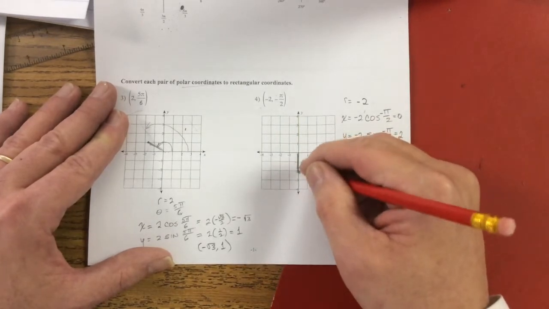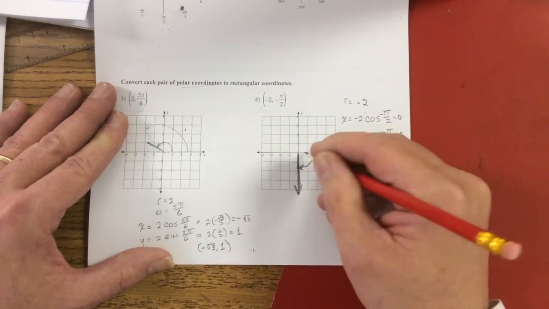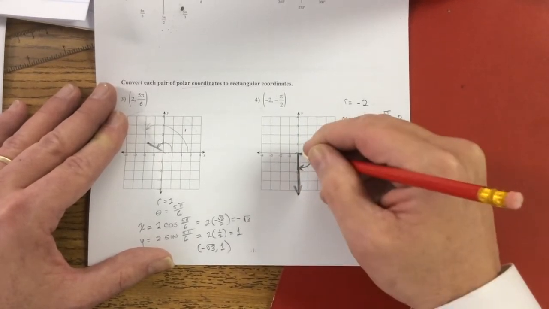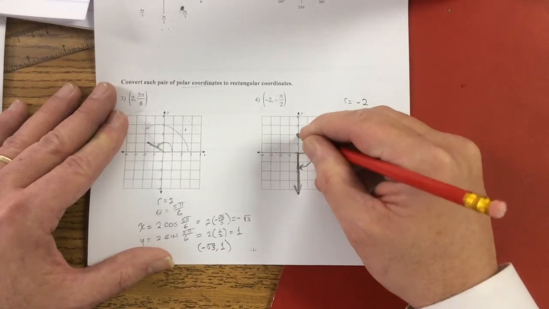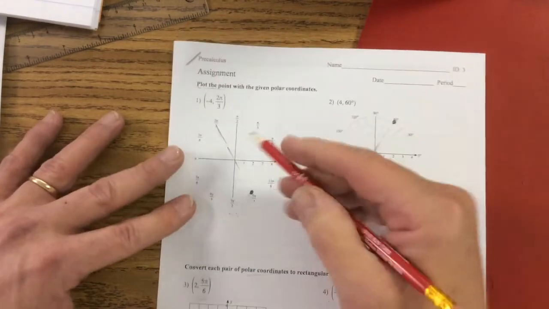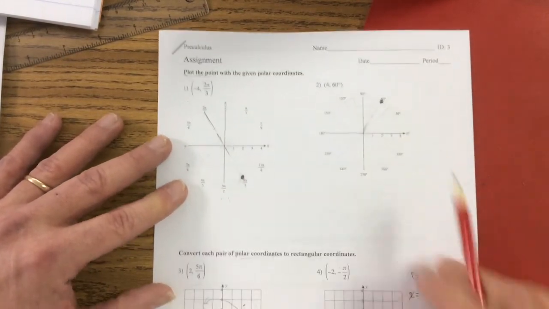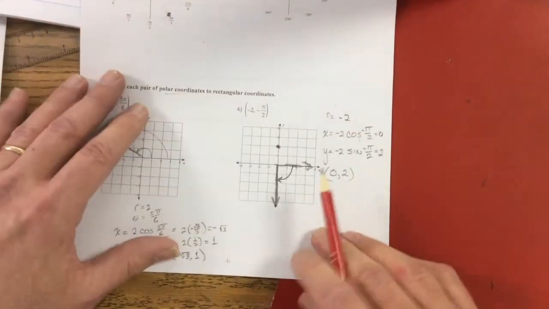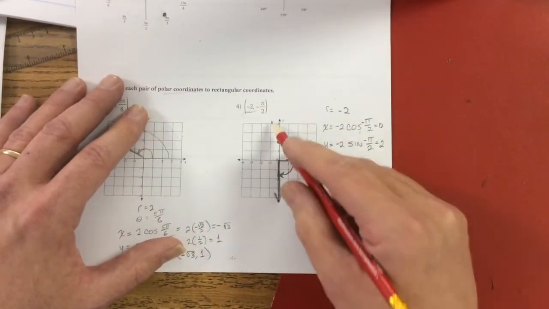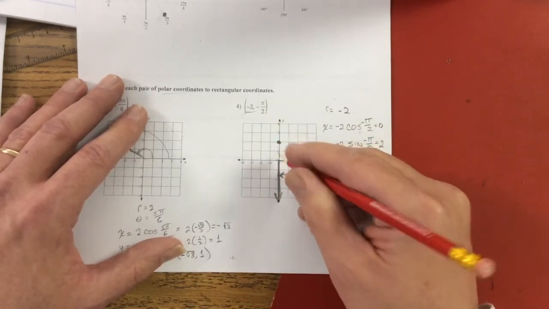Which way do I have to go? Well, if pi over 2 is in this direction right here, then when I go -2, I need to go this way. Just like we did over here. We came around here, but then when we did negative, we went this way. So if I'm doing polar coordinates and I have an r of -2, when I figure out what the angle is, I've got to go backwards along that angle.